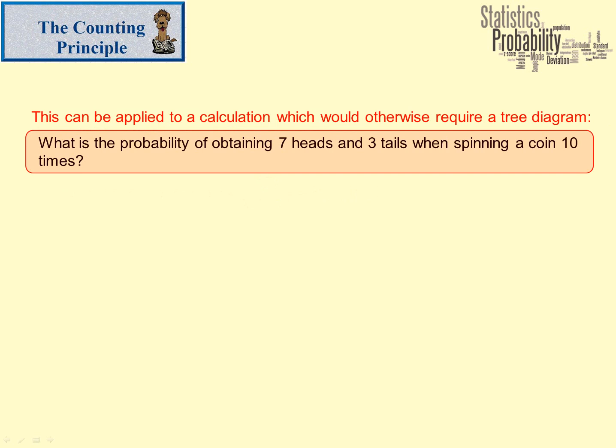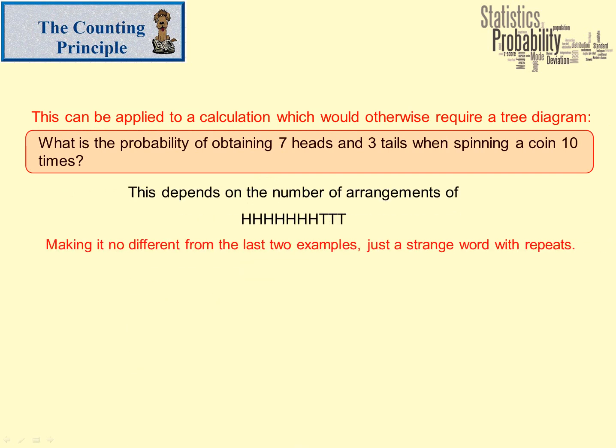But what's the probability of obtaining 7 heads and 3 tails when spinning a coin 10 times? Now this is 7 heads, then 3 tails. It depends on the number of arrangements. There we are, 7 heads and 3 tails. It doesn't depend on the arrangement here really, because we could have the heads in any order, the tails in any order.